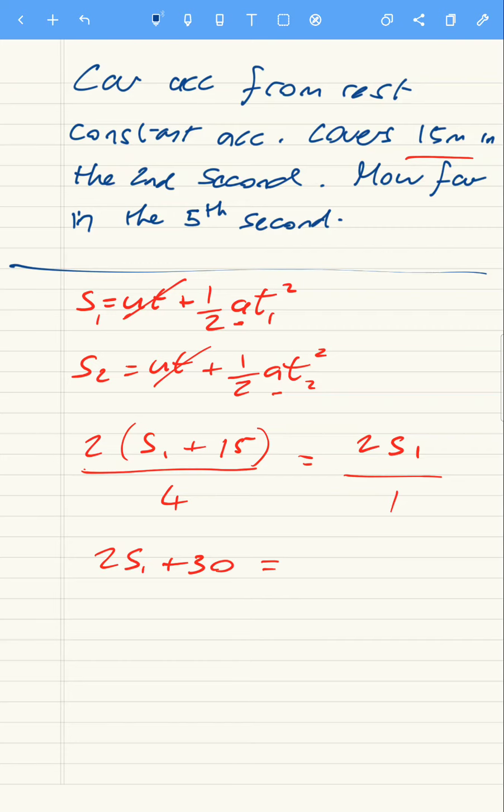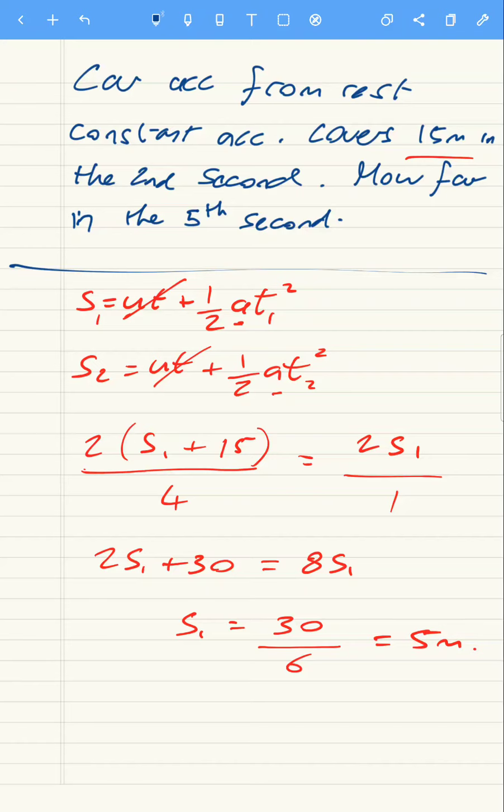So we're going to do 2S1 times that 4 through, so that'll be 8 lots of S1. So you've got 8S1 minus 2S1, which is 6S1. So it'd be 30 divided by 6, which is 5 metres. So now we've got the total distance travelled in the first 2 seconds is 20 metres.